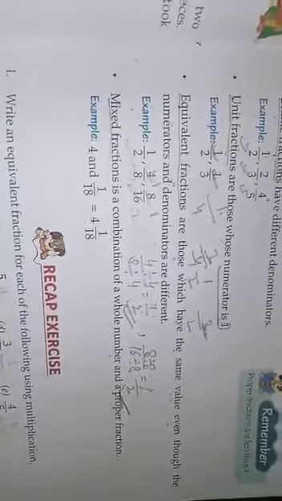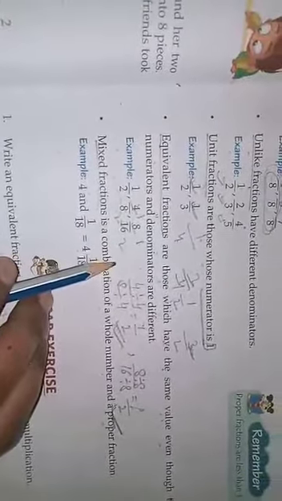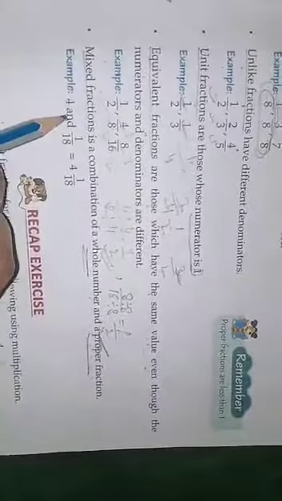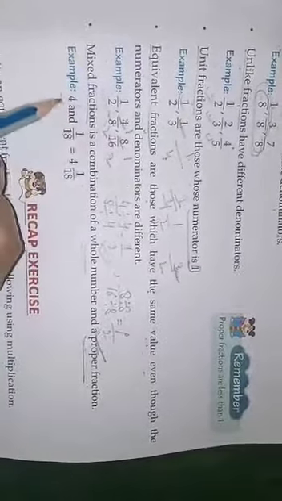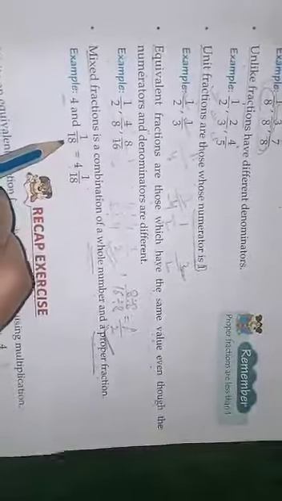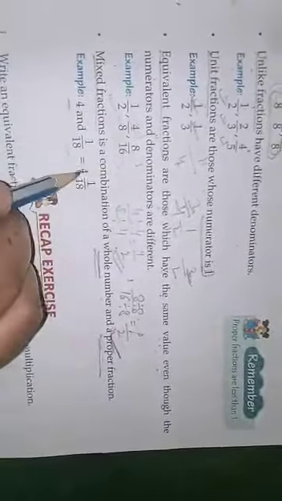Okay, a mixed fraction is a combination of a whole number and a proper fraction. And which one is our proper fraction? In a proper fraction, the denominator is more than the numerator. So, a combination of a whole number and a proper fraction. See here, 4 and 1 upon 18. 4 is our whole number and 1 upon 18 is a proper fraction. So we say 4 whole number 1 upon 18, this is the answer.